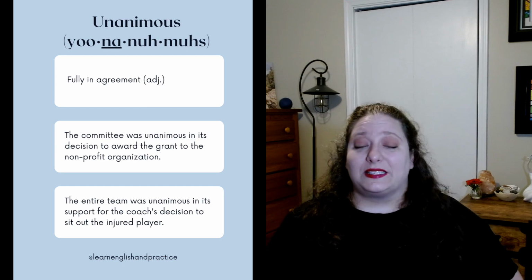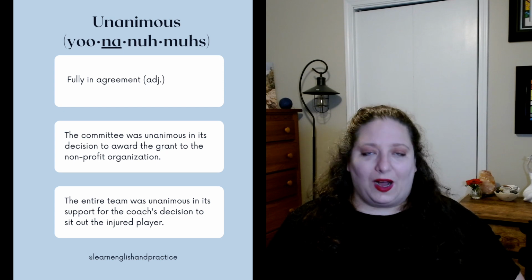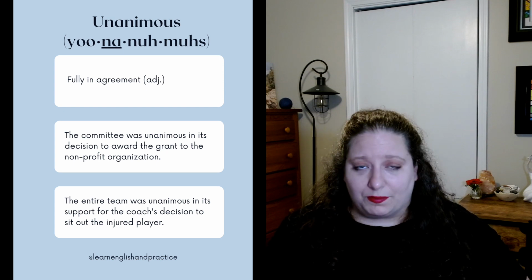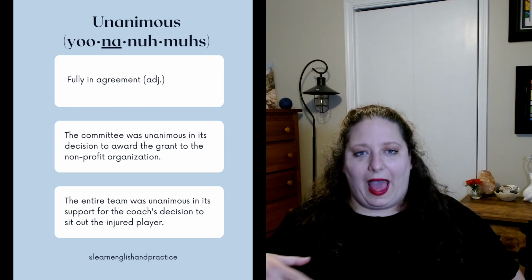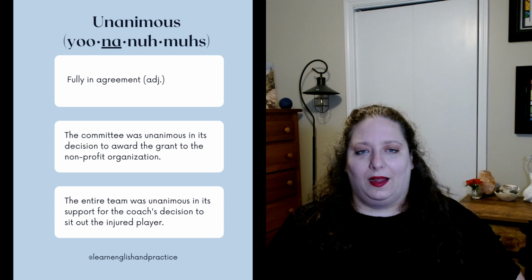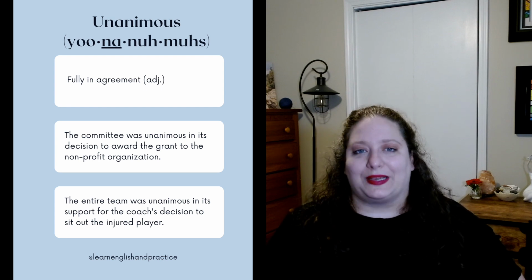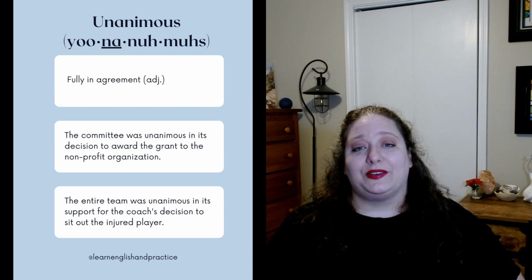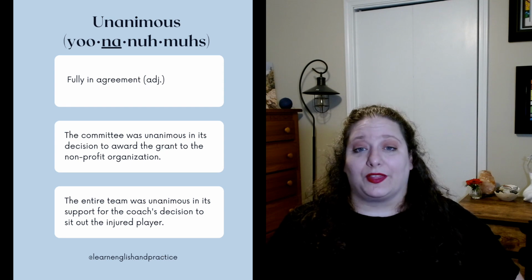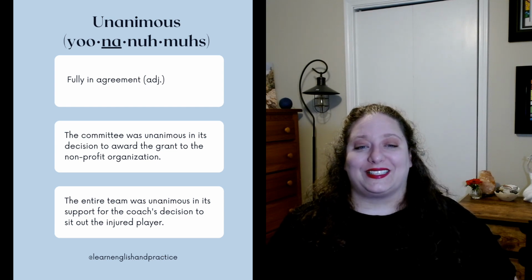Here's unanimous. This means fully in agreement, an adjective. And often you'll want a legislative body, so like a group of politicians, to make a unanimous decision. Everyone votes the same way. And for important things, you want things to be unanimous, where everyone agrees. Some examples here are: the committee was unanimous in its decision to award the grant to the nonprofit organization. The entire team was unanimous in its support for the coach's decision to sit out the injured player.